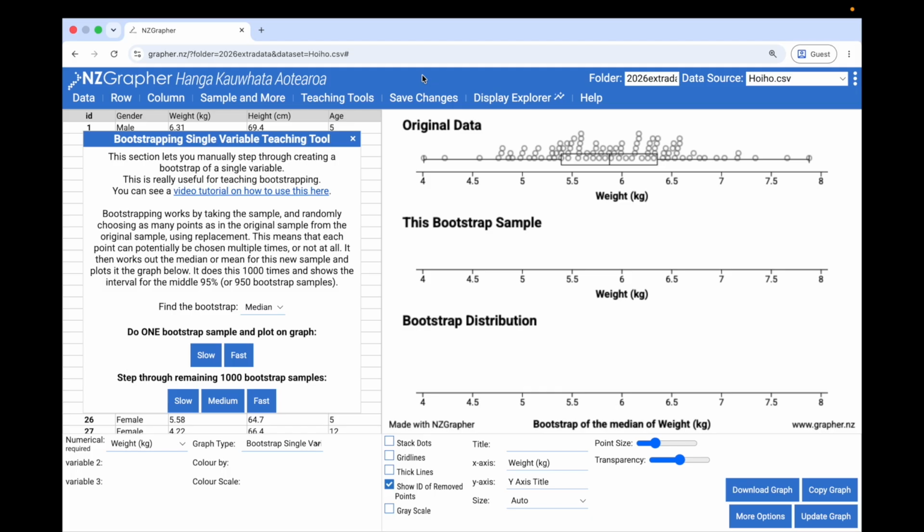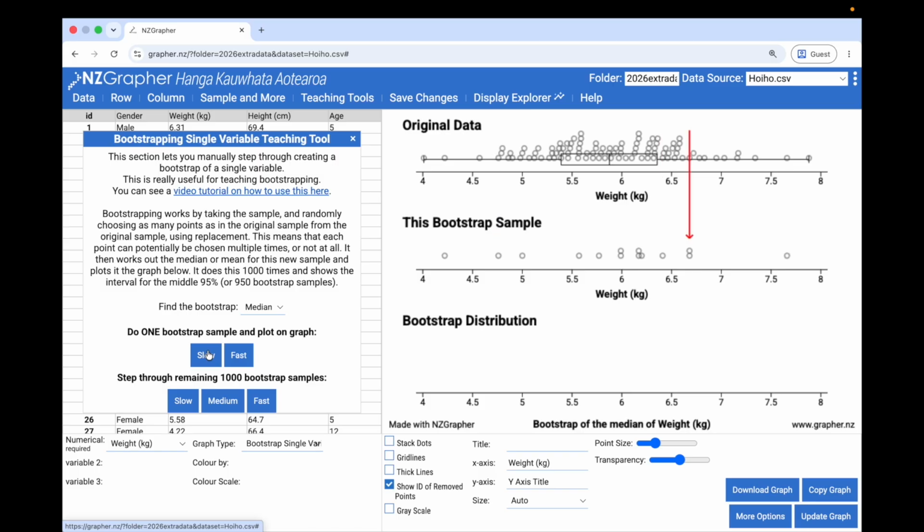So you can find the bootstrap median or mean, but we're going to look at the median. We're going to start by taking one bootstrap sample. I'm going to go slow. So what we're doing is we've got 100 points in our original data, and we're going to take a sample of 100 points here.